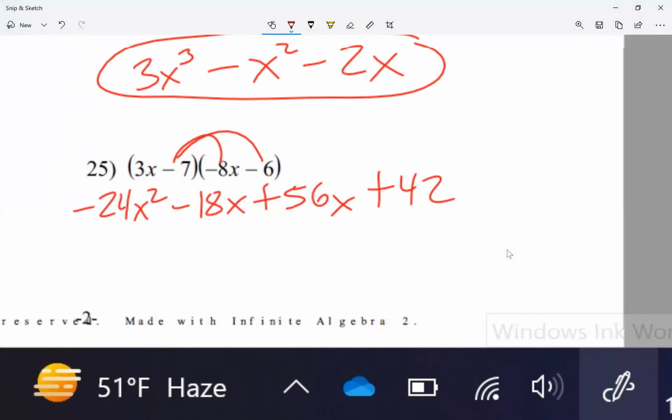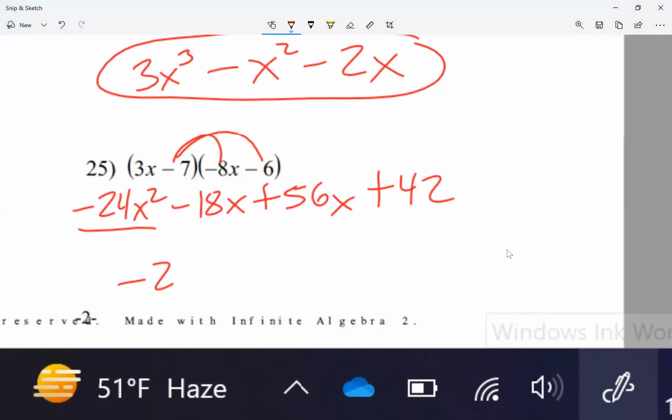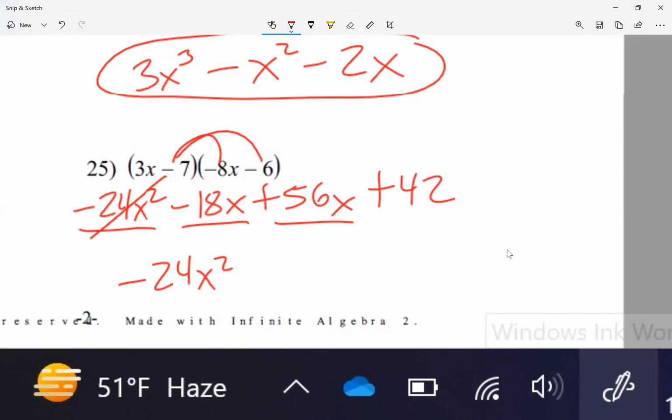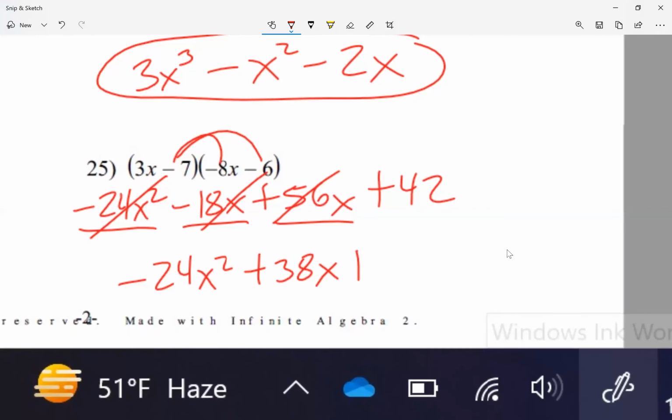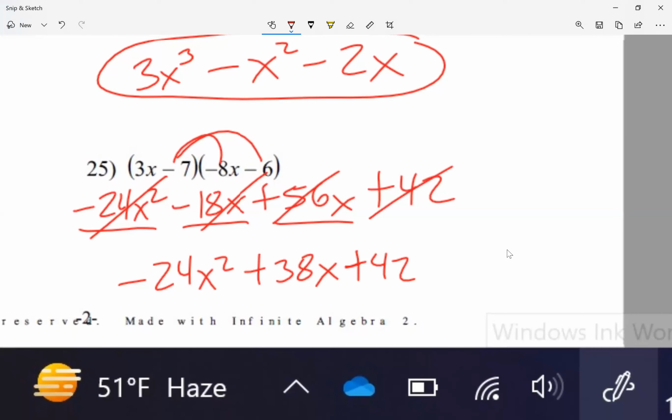Combine your like terms. Negative 24x to the second, that's the highest exponent that I see. Now, negative 18x plus 56x, I can combine those. Negative 18 plus 56 is 38. And the signs are different, so I have to subtract and keep the sign of the larger one. So it's going to give me positive 38x. And then lastly, plus 42. That's it.